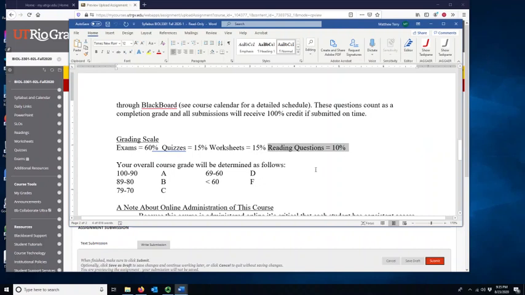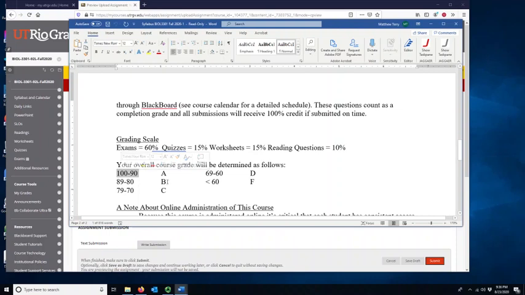At the end of the semester, I will calculate your grade based on this scale. If you have a 90% or above, you get an A. You must achieve a 90% for an A or an 80% for a B. An 89.96% is not an A. It's still a B. Okay?